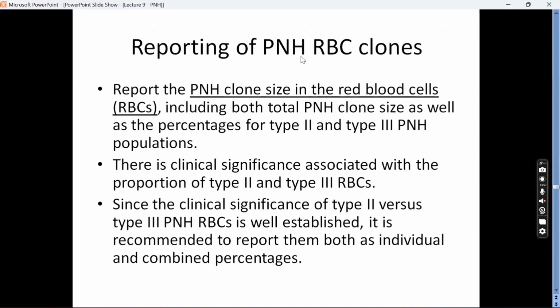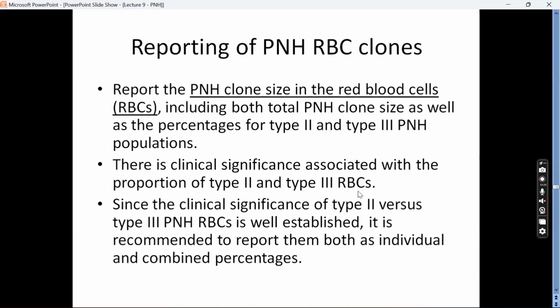Okay, then reporting of PNH RBC clones: report the clone size in red blood cells, including both the total PNH clone size as well as the percentage of type 2 and type 3. This I told you, right? So you need to report the total of type 2 and type 3 and also report type 2 percentage and type 3 percentage separately. Okay, because there is a clinical significance associated with the proportion of type 2 cells and type 3 RBCs.